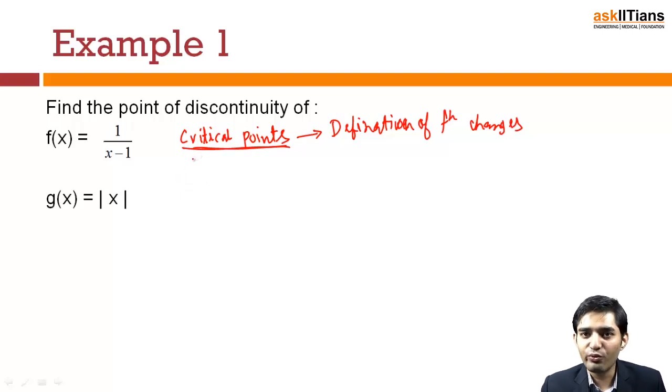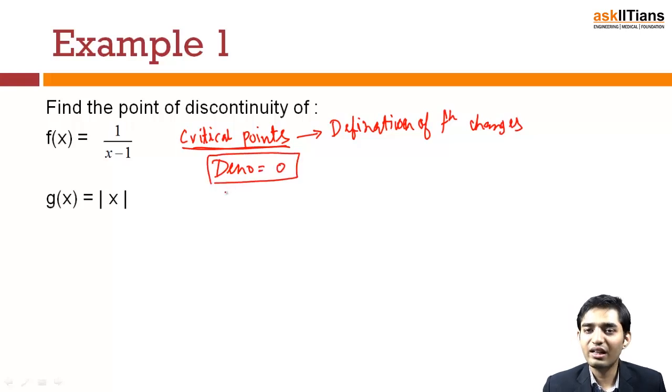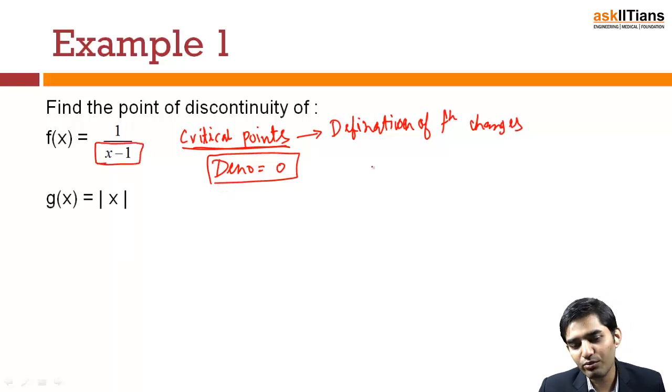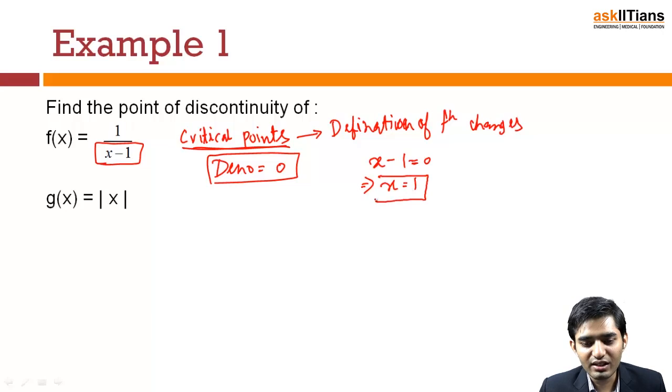Generally, how to find critical points? By putting the denominator equal to 0, right? Wherever the denominator becomes equal to 0, there we will find the critical points, because there the definition of the function will change. So if I put this denominator equal to 0, I will get x minus 1 equal to 0, so x equal to 1. My critical point is x equal to 1.